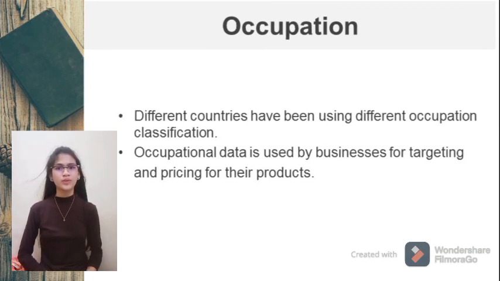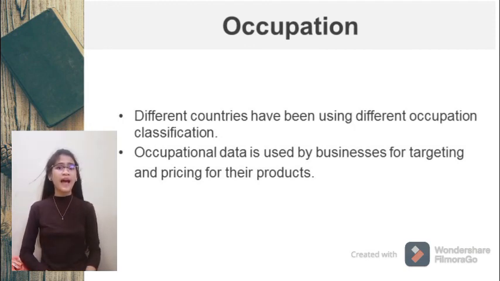Okay, so the next one is occupation. Every country uses a different occupation classification because we don't have the same cultures, level of economic development, etc. The occupation of the consumers can greatly influence their buying decisions. In fact, businesses use this data for targeting and pricing their products, and some companies focus on making products that satisfy the needs of a certain occupational group.